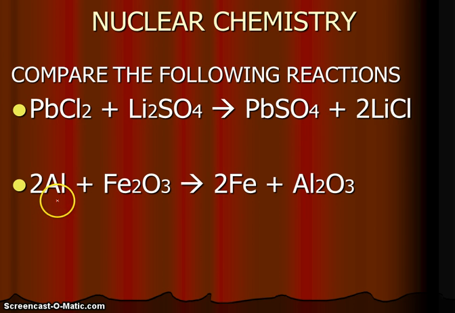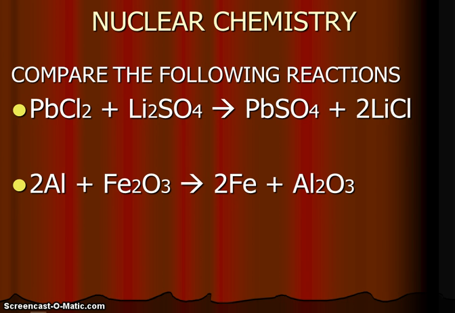Now in addition, if we look at this reaction, not only is it a single displacement, but it's also a redox reaction. Because aluminum is a free element here, so it has an oxidation state of 0, but it's in a compound over here, so it's going to have an oxidation state of +3. Iron is in a compound over here, so it's got a +3 charge, and over here it's a free element, so it's going to be 0. So not only can we classify this reaction as single displacement, but it's also a redox reaction.